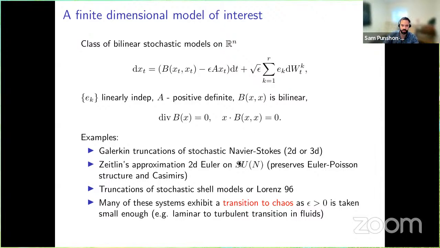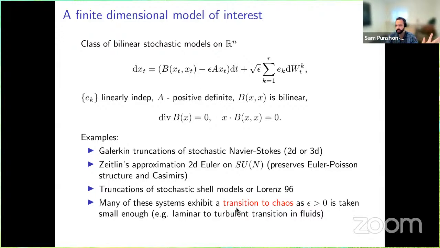Examples of systems like this are many. If you take Galerkin truncations of the Navier-Stokes equations in 2D or 3D and project them in Fourier space, this is exactly it. If I were to simulate Navier-Stokes on a computer, this is exactly the model. Other interesting ones: you don't have to take Galerkin, you can take other approximations. For instance, in 2D Euler, there's a very nice approximation of the Euler equations on the special unitary group that preserves much more of the Euler-Poisson structure and the Casimirs. There are also other models people frequently study in fluid mechanics, the shell models, and the Lorenz 96 equation, which is not the same thing as the Lorenz 63 equation. It's another toy bilinear fluid model.